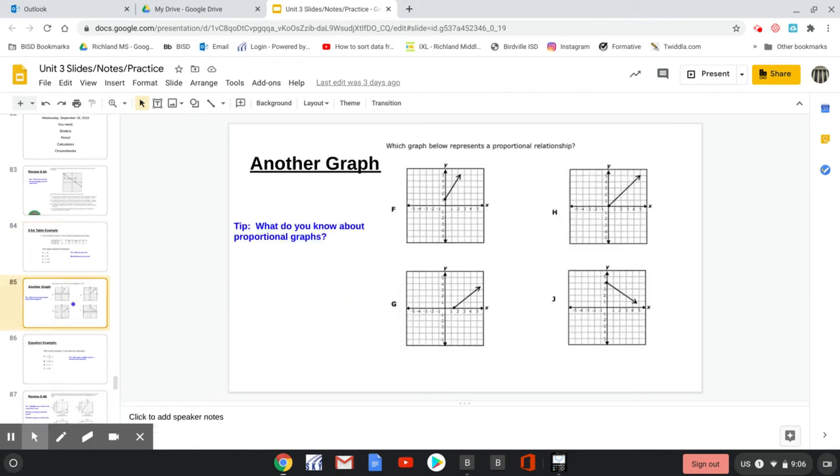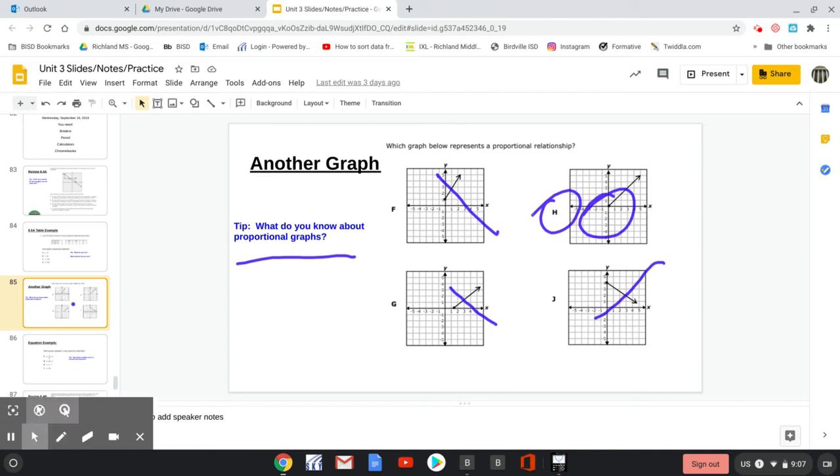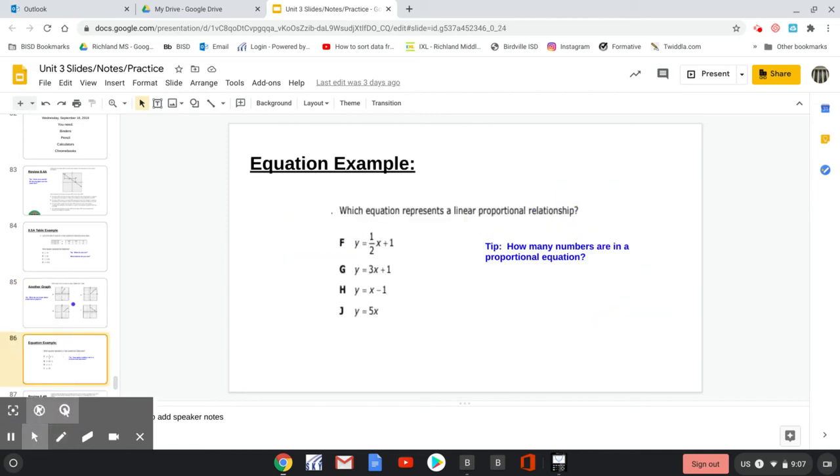What do you know about proportional graphs? Well, we know they must go through the origin. That one doesn't. That one's not. That one's not either. This one is going through the origin, so your answer is H. Okay, let's look at the next one.